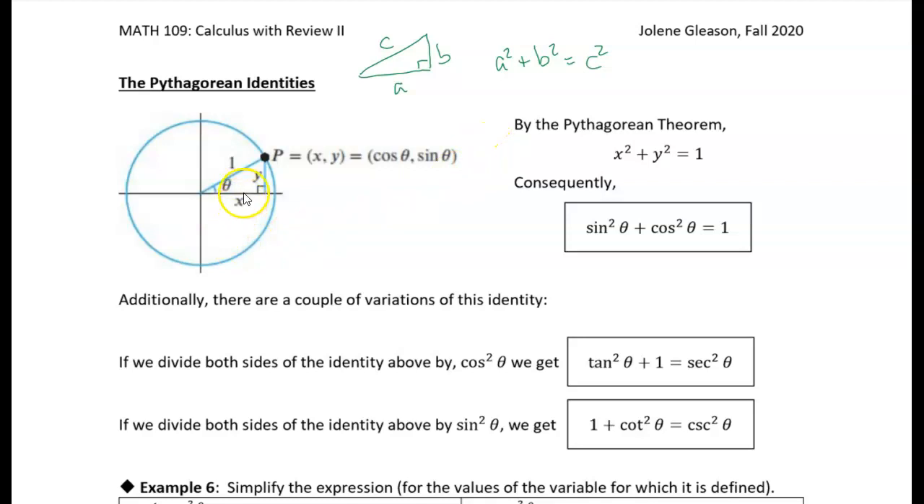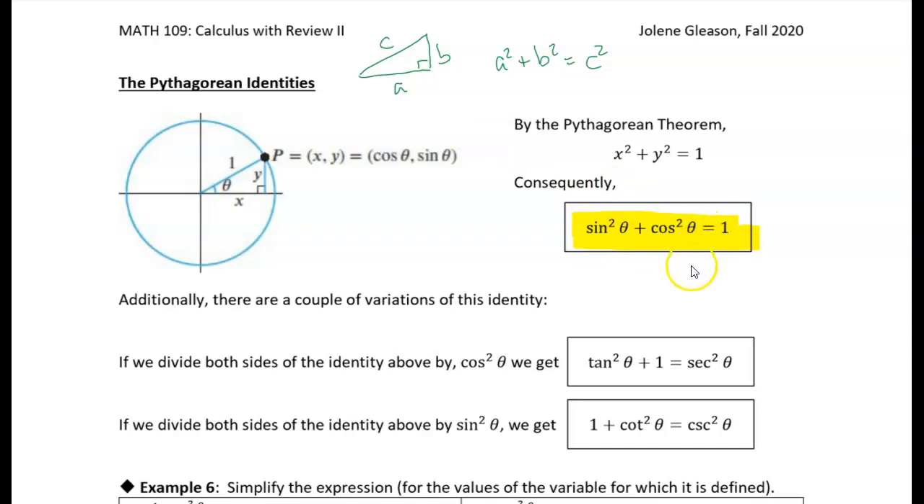But in this case, the two legs are x and y, right? And the hypotenuse is 1 because it's a unit circle, so the radius is 1. So by the Pythagorean theorem, x squared plus y squared is equal to 1. And because x is cosine and y is sine, we have this beautiful little identity: sine squared of theta plus cosine squared of theta is equal to 1. Beautiful. All right. That's awesome. That's called the Pythagorean identity, and that's the main one that you need to know.